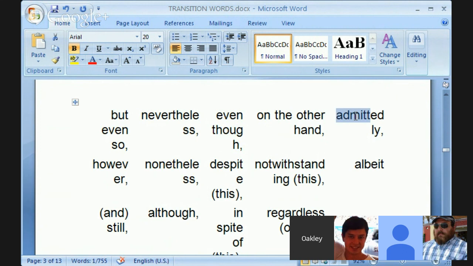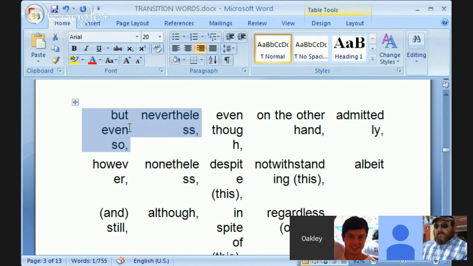Here's a good example. Admittedly, cats are wonderful pets. However, these come often in pairs, one in the first clause and one at the beginning of the second clause. Let me start again. Admittedly, cats are wonderful pets. However, they are nowhere near as loyal as dogs. Or: dogs are wonderful pets, but even so, they leave hair all over the house.